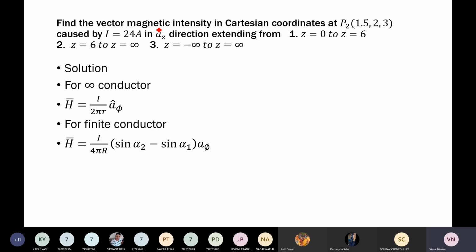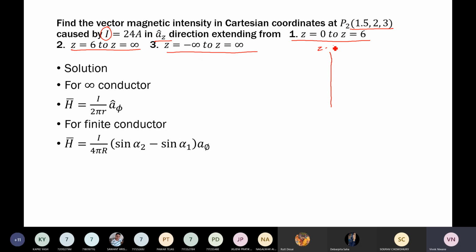Find a vector magnetic field intensity in Cartesian coordinates. The point is given, caused by current is given, the direction is given, and you do have certain limits for the z. We will do it for one condition, two conditions.